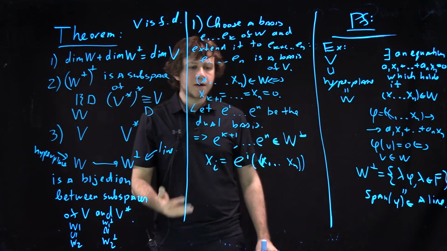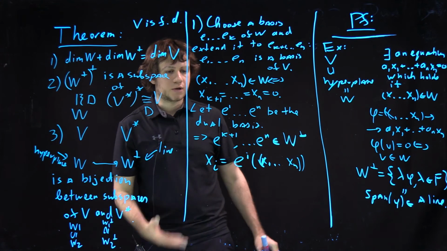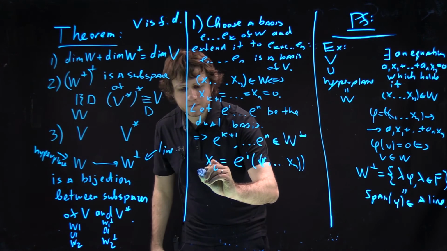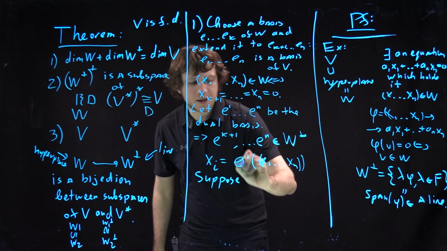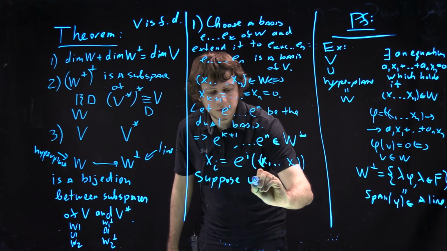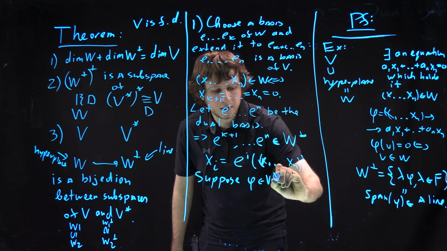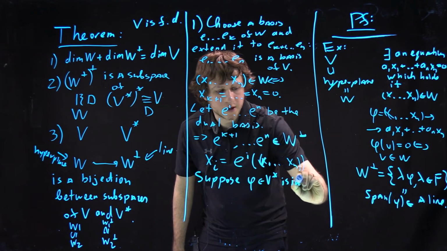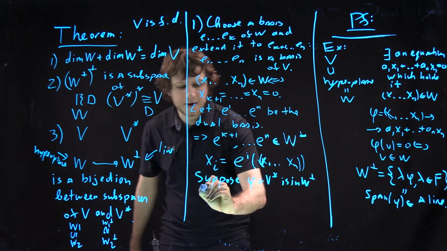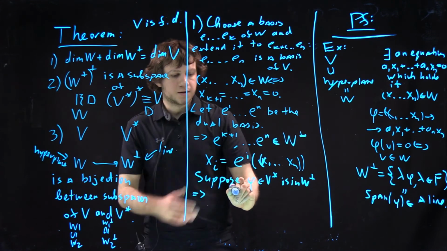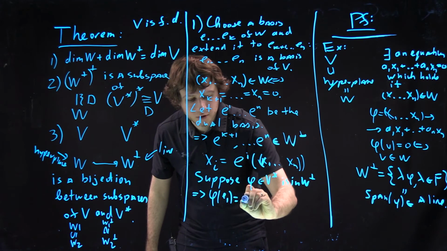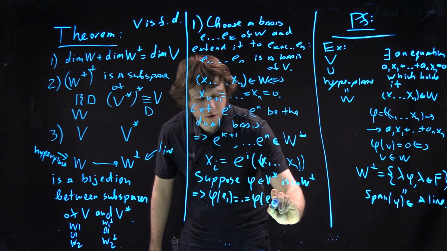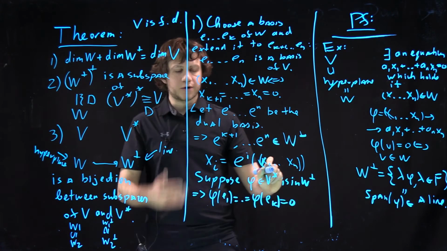And then okay, let's suppose some phi inside V star is in W perp. Then we know that phi of e1 equals and so on equals phi of ek equals 0, because that's a basis of our W.